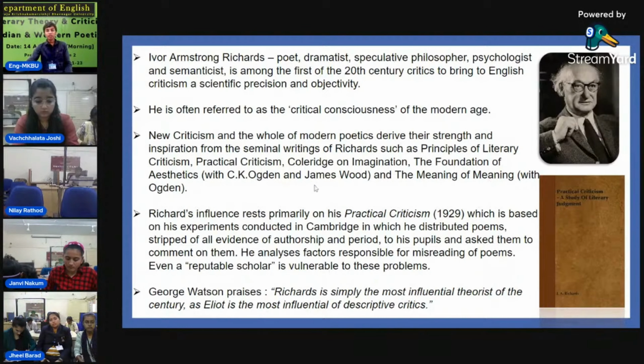Now, Richards's influence rests primarily on his Practical Criticism. So here we are going to deal with a topic from this text, which is based on his experiments conducted in Cambridge, in which he distributed poems. As I told, he did an experiment on his students. And here is a critical remark: George Watson praises him, saying that Richards is simply the most influential theorist of the century, as Eliot is the most influential of descriptive critics. Let us move ahead. So it was the introductory slide.